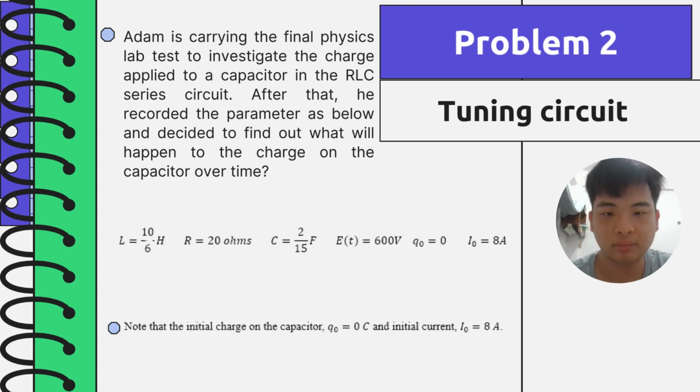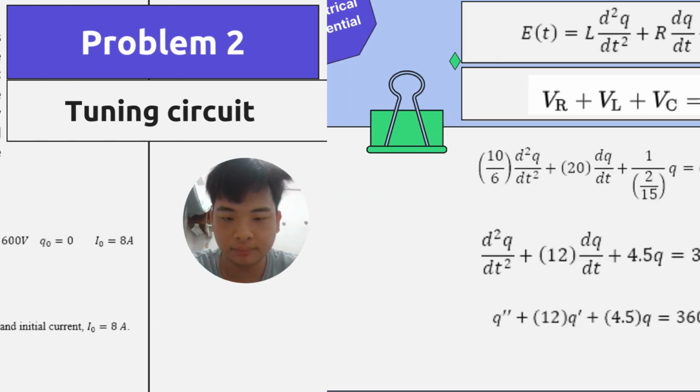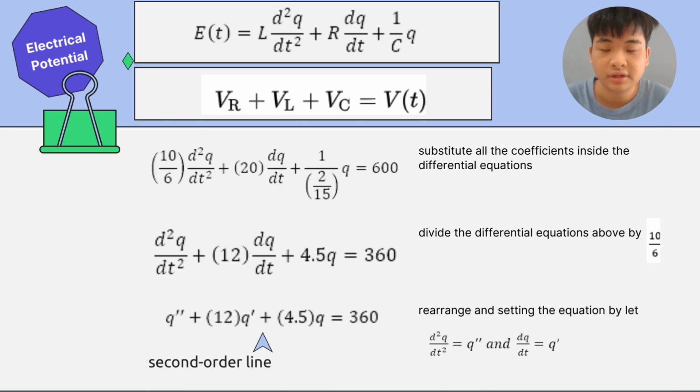He recorded the parameters as shown below: L is equal to 10 over 6 H, R equal to 20 ohm, C is equal to 2 over 15 F, and E(t) is equal to 600 volt. In this scenario, we assume that the initial charge on the capacitor is 0 coulomb and the initial current is 8 ampere.